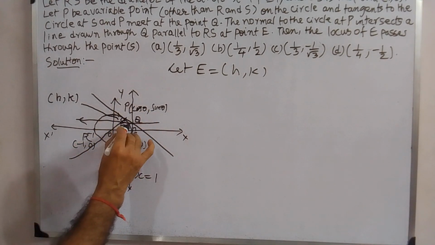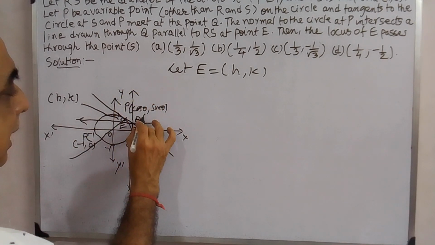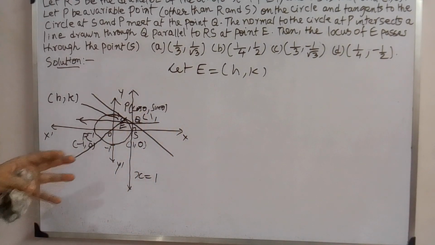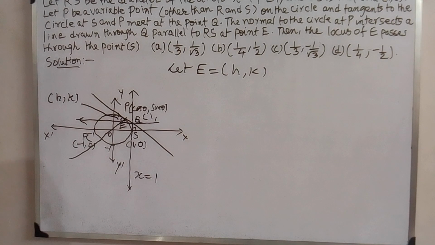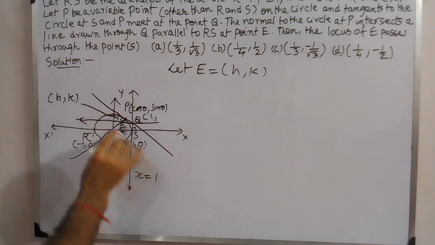So the point Q is lying on the tangent, so its x coordinate will be 1. And the y coordinate we have to find.